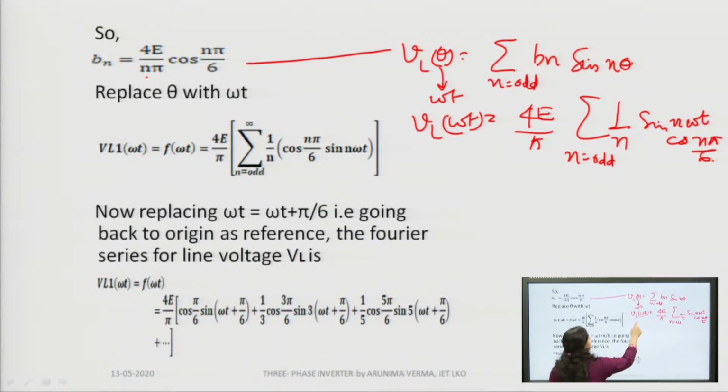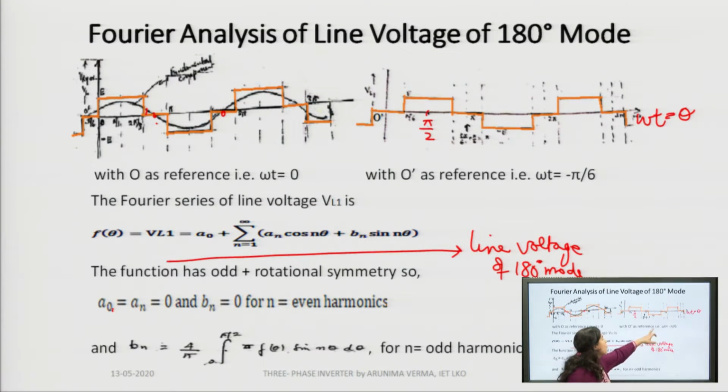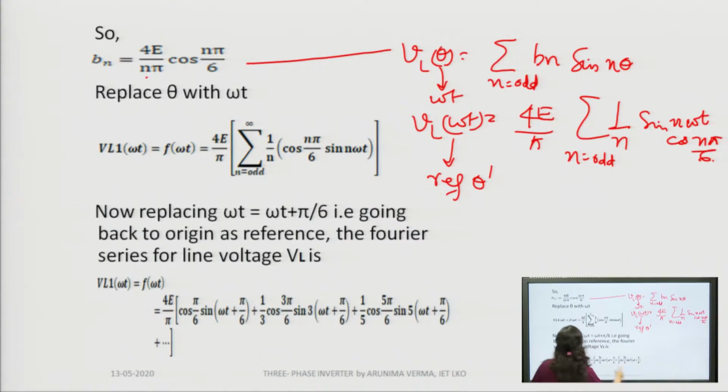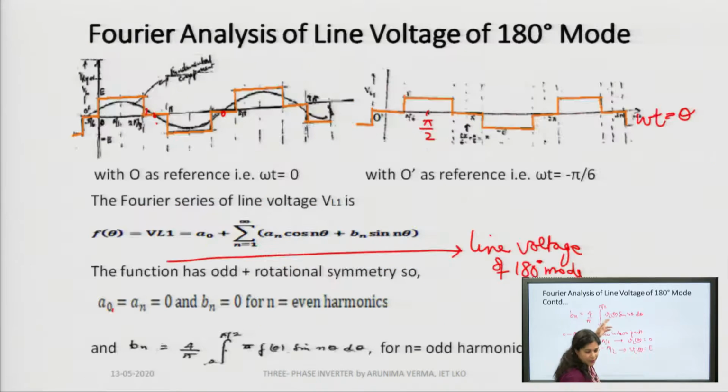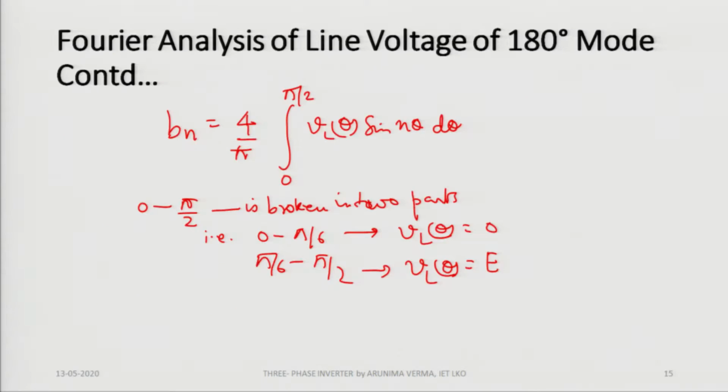Now, this omega t is basically with reference to O dash. Is it clear? Now, we replace omega t with omega t plus pi by 6. Why? Because in this case the reference will be taken as origin O. When we take origin as reference, during this period which was shifted by pi by 6, we get back to origin and put omega t plus pi by 6.